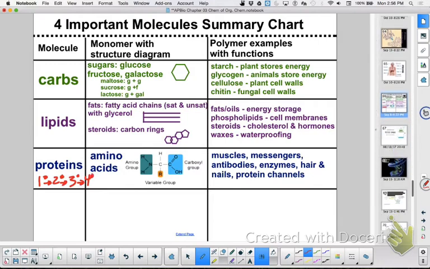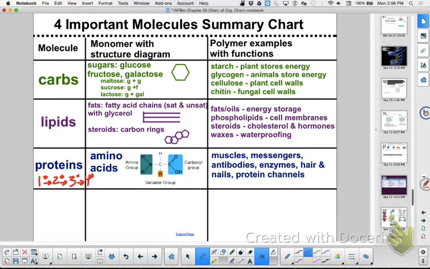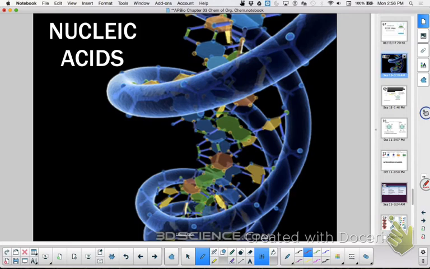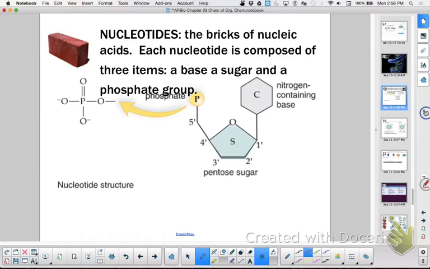All right. Last but not least, we talked about nucleic acids. Nucleic acids are built out of what? Tell me. Nucleotides. Great. And nucleotides have 3 components. They have a nitrogenous base, a sugar, and a phosphate.